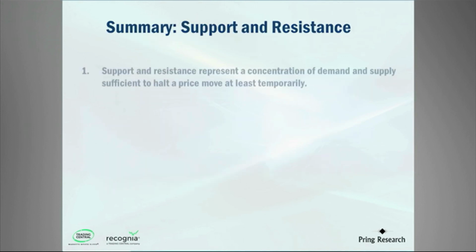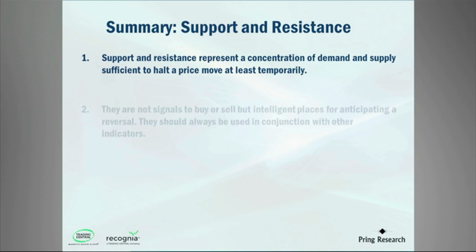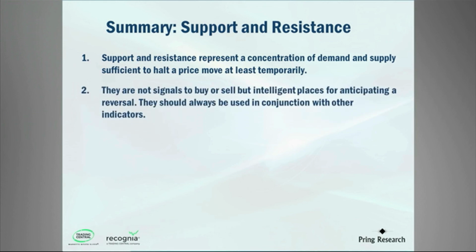Summary. 1. Support and resistance represent a concentration of demand and supply sufficient to hold a price move at least temporarily. 2. They're not signals to buy or sell, but intelligent places for anticipating a reversal. They should always be used in conjunction with other indicators.